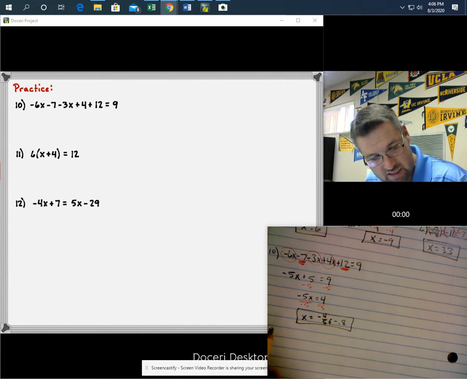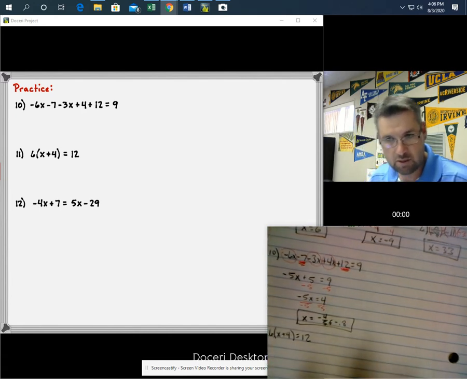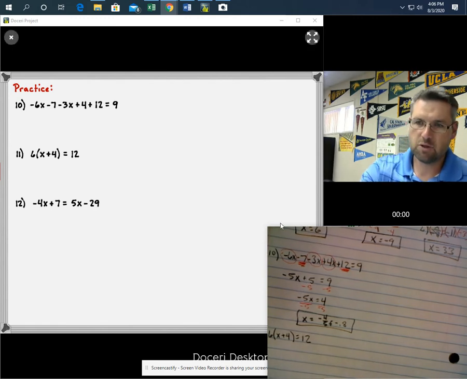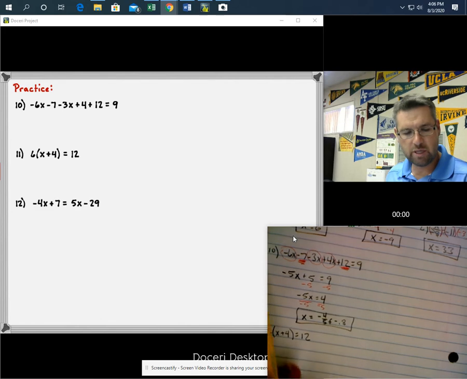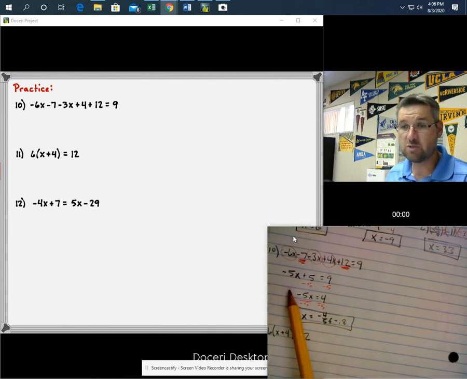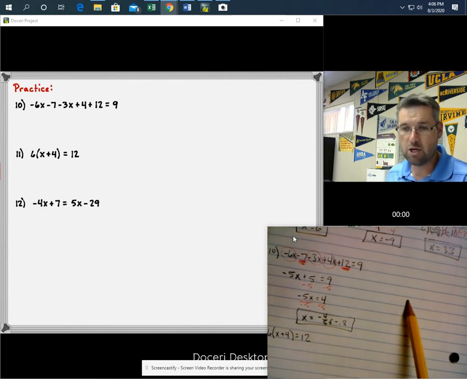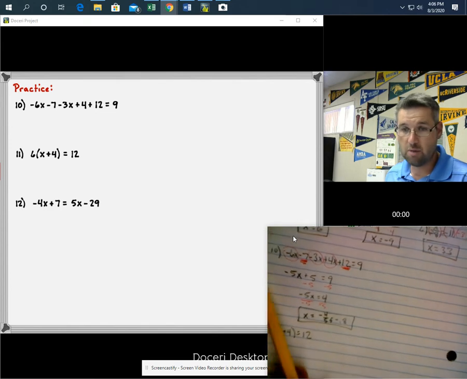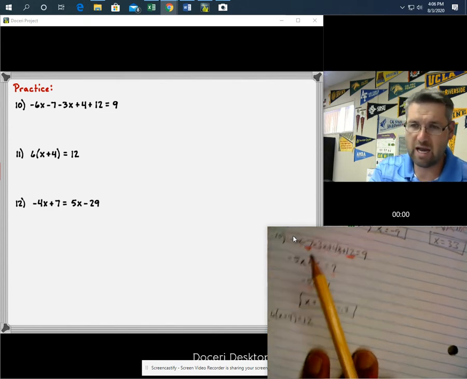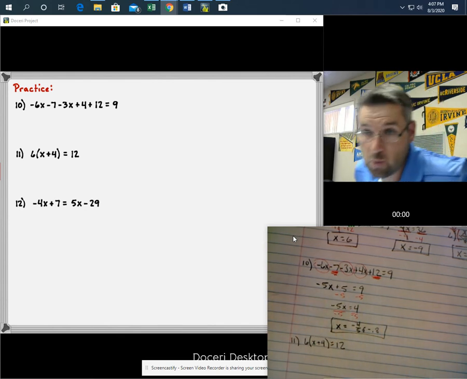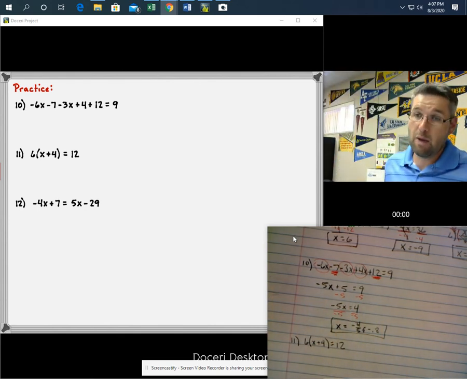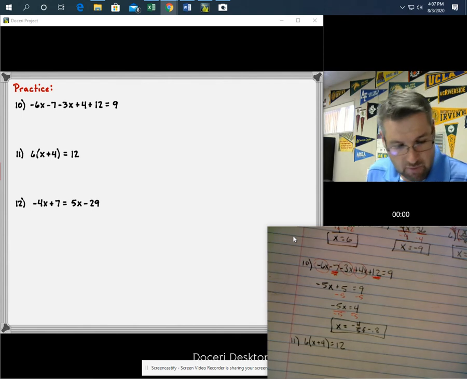Number 11 says 6 times x plus 4 equals 12. And to backtrack a little bit, if you're stuck on anything on these notes or these practice problems, what you should be doing is putting a star next to the place where you're having a hard time. Maybe make a note in this column. That's why Cornell notes are kind of nice. Make a note over here saying what your question is or where you're struggling, so that when we're live, you can ask me for that help.